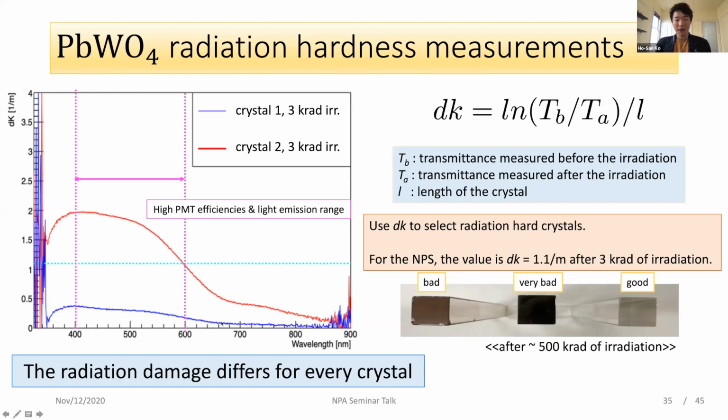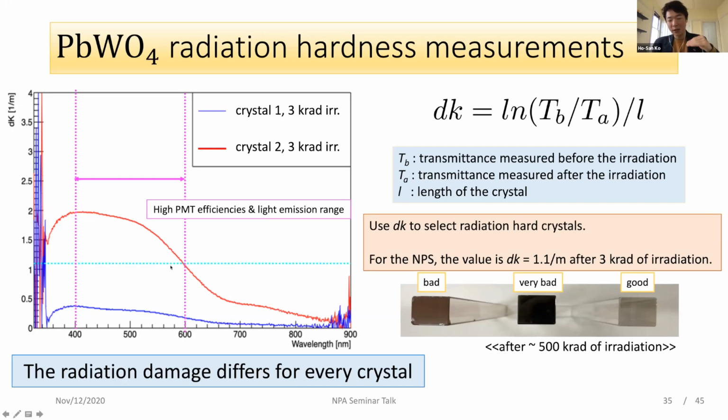And on the left plot is a delta K example for 2 different crystals. The x-axis is the wavelength that the commercial transmittance measuring machine probed, and the y-axis is the delta K value in per meter units.